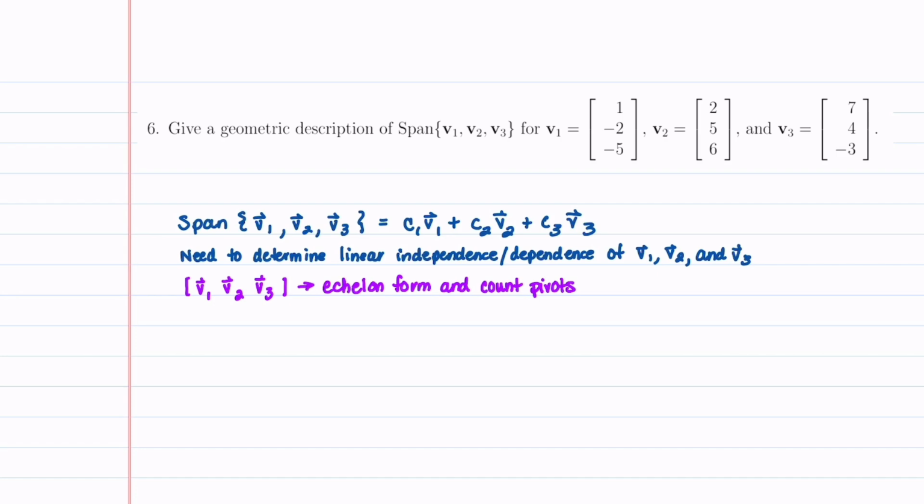For this question, we're asked to give a geometric description. Let's go ahead and highlight that. Geometric description of the span of V1, V2, and V3, and then we're given vectors V1, V2, and V3. Let's go over a little bit of theory before we dive into the solution of this problem. What you need to know to solve this problem is that the span of V1, V2, and V3 is just a linear combination of those three vectors, and we can write that as C1 V1 plus C2 V2 plus C3 V3.